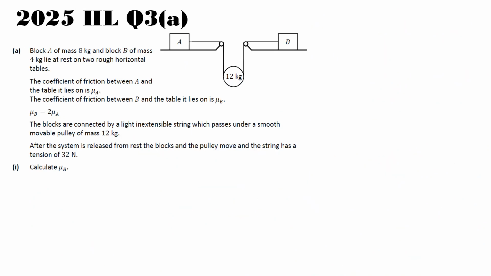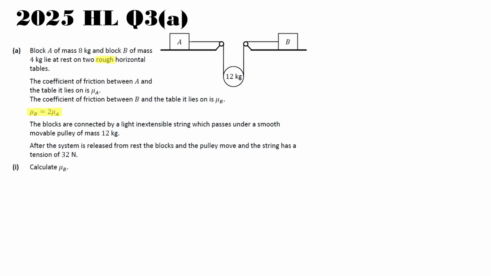So a block A of mass 8 kg and a block B of mass 4 kg lie at rest on two rough horizontal tables. That rough is important. It's telling us that we are going to have friction involved. The coefficient of friction between A and the table it lies on is mu A. The coefficient of friction between B and the table it lies on is mu B. So mu B is equal to 2 mu A, that's important.